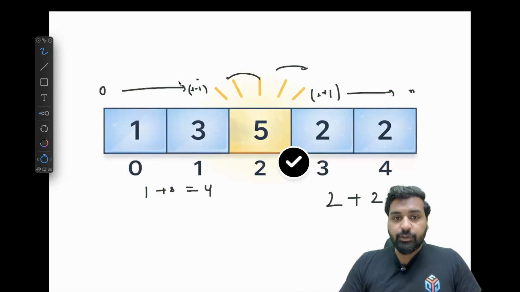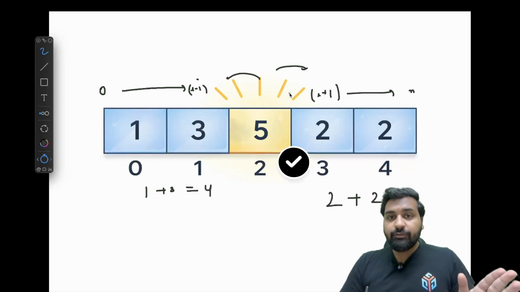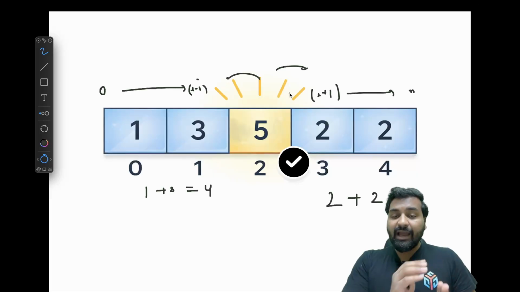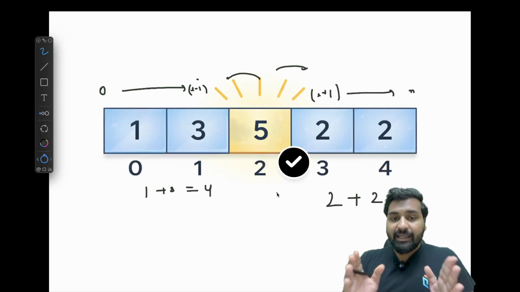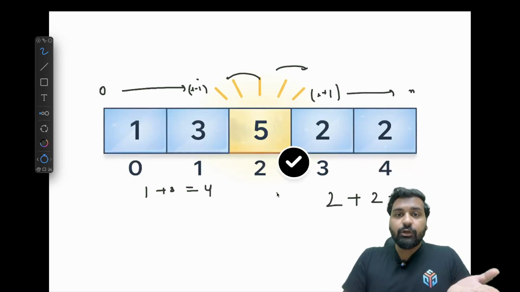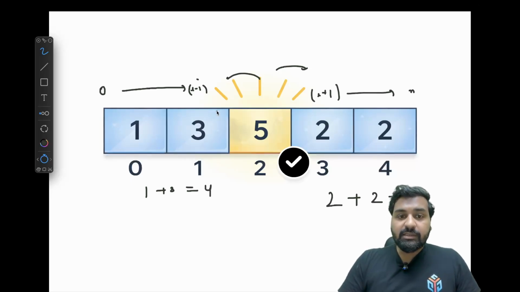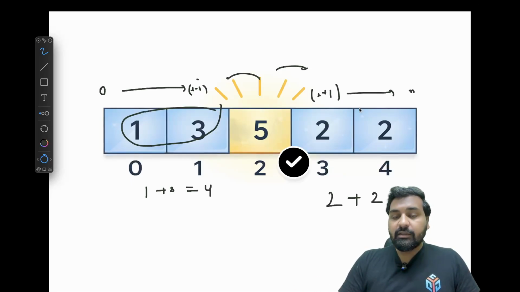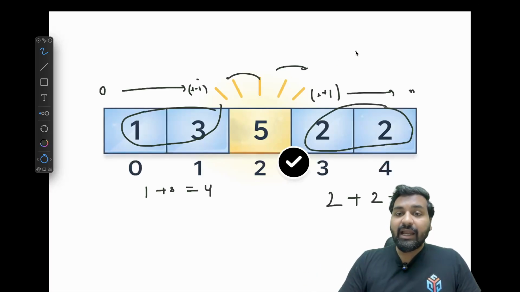I hope the question is clear to you that we have to find an index such that the sum of the elements on its left side and the sum of the elements on its right side are equal. It is just like equilibrium, as the normal word states, that it should be equal on both sides. That index is the equilibrium index. It is not that it should always be the middle element, it can be any other element, and there can be negative elements as well in your array.